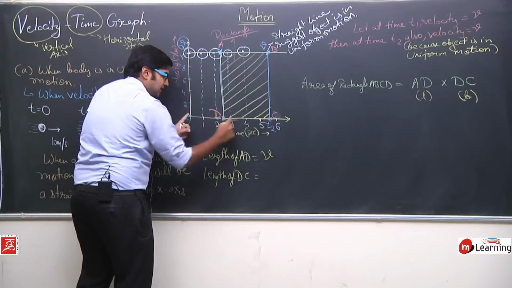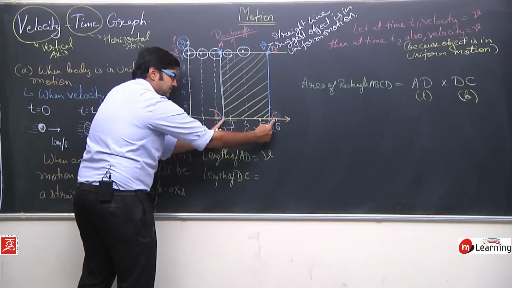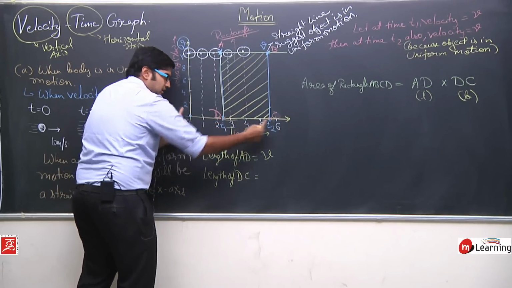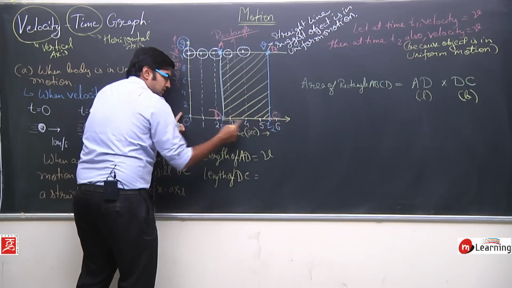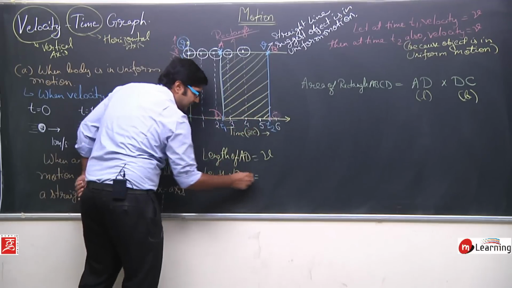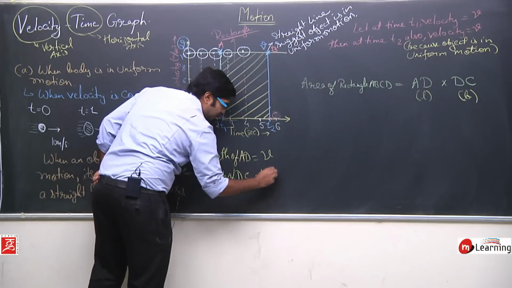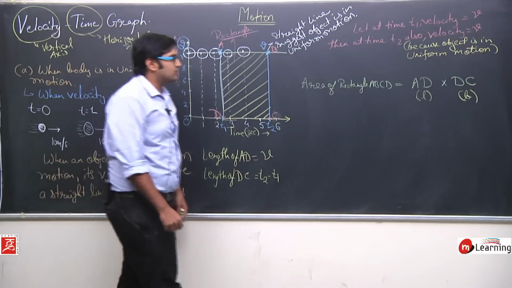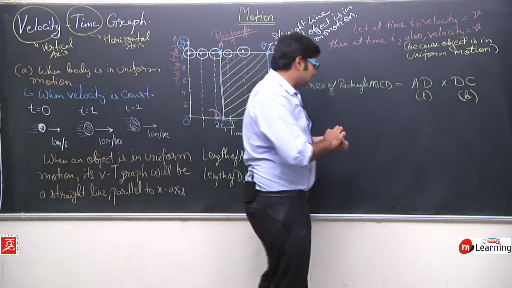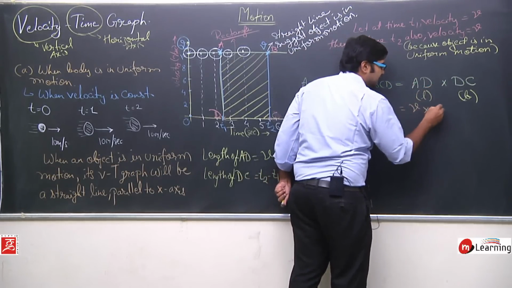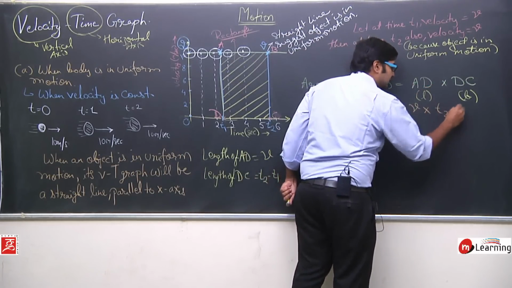Just observe this. The length of DC will be this complete length minus this complete length, okay. So if I subtract this length from this length, I will get DC. So the length of DC is basically T2 minus T1. Now if I multiply AD and DC, where AD is V and DC is T2 minus T1.